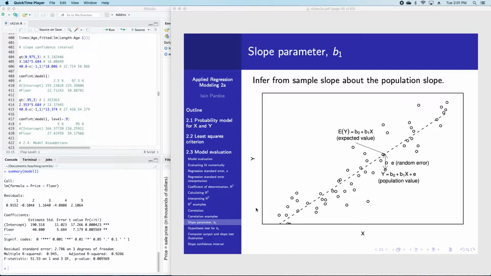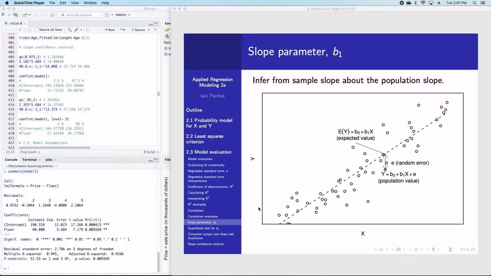In the last two videos, I've covered two ways of evaluating a simple linear regression model: using the regression standard error S and using the coefficient of determination R squared. In this video, I'm going to consider the third way of evaluating the fit of a simple linear regression model numerically, and that's by testing the slope parameter B1 or by calculating a confidence interval for the slope parameter.